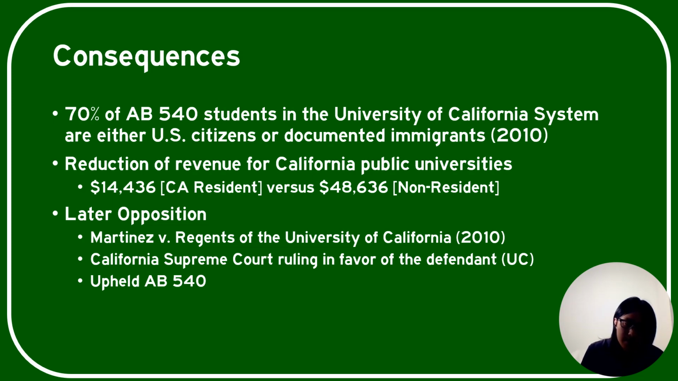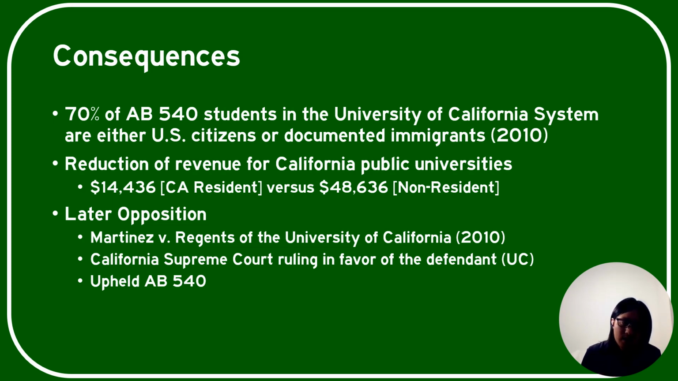Kind of the opposition that I talked about earlier, that hey, if this group of non-residents can pay resident tuition, then therefore all of the non-residents could. So for example, somebody who's a resident of Iowa would be eligible to pay resident tuition for a public university in California, that kind of thing, right? At the end of the day, the California Supreme Court ruled in favor of the defendant, which was the University of California, and that upheld AB 540.